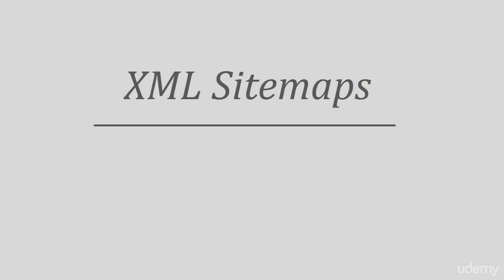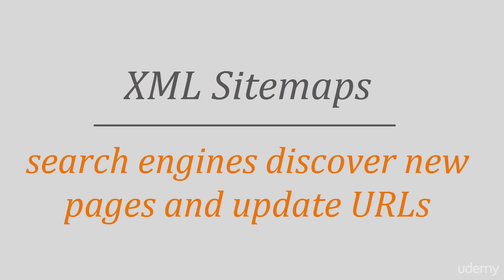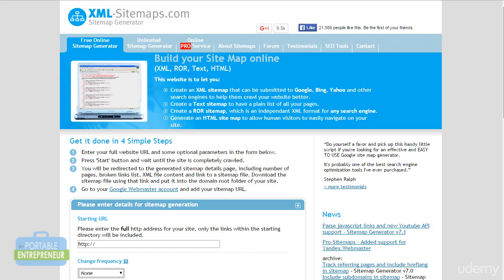Now, when you create the new site and when you actually go and launch it, you're going to want to create a new sitemap, both an XML sitemap for the search engines to be able to read and that you can submit to your Google Search Console, as well as an HTML sitemap that you can include on your website. These sitemaps are going to help search engines find and discover new pages and update URLs. So there are tools that you can use to help you create these sitemaps if you don't know how to do them manually.